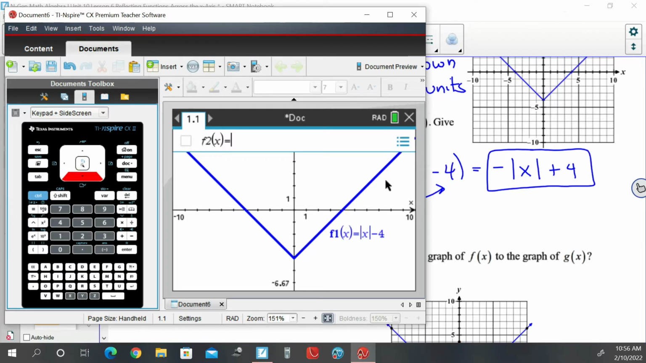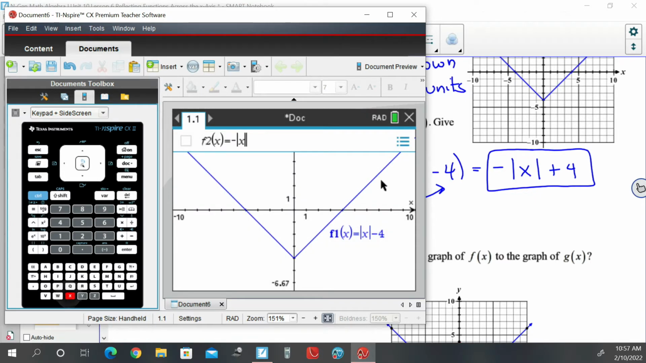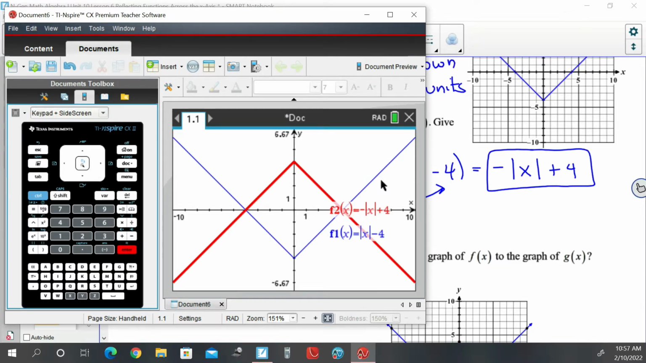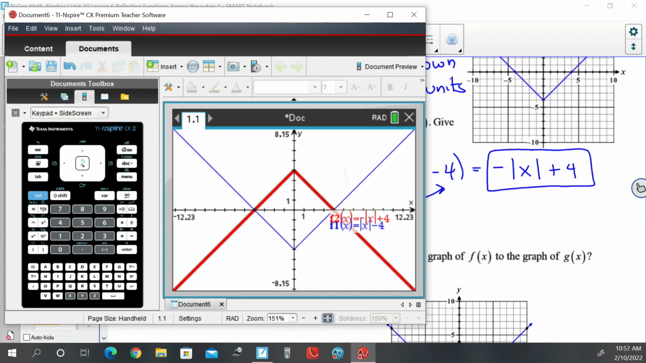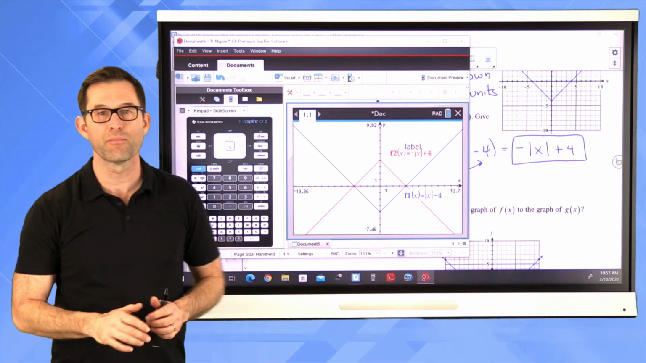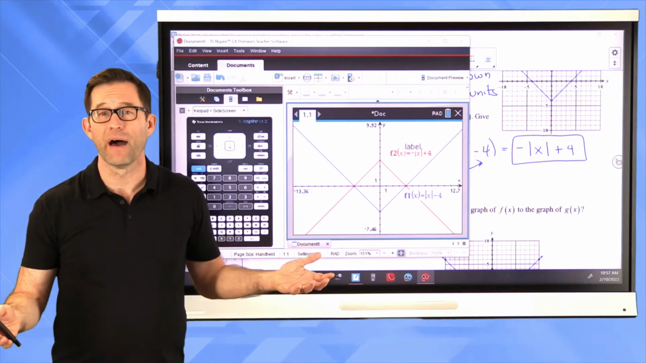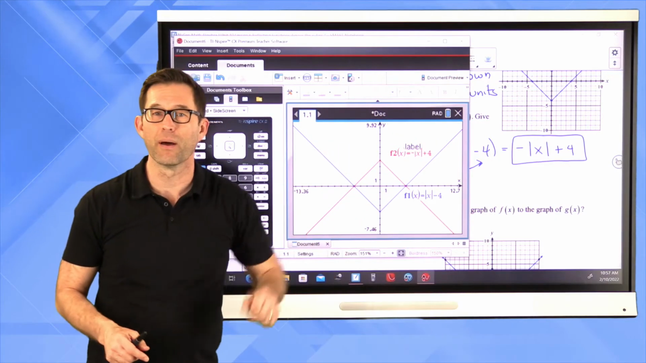There it is, great. All right, now our next function is negative, right? Then I go in, I grab my absolute value function, absolute value of x, use my right arrow to get out of there, plus 4, and there is our f2. All right, there it is. Now, I need to create that table of values as always because I need to be able to put it up here on the graph.